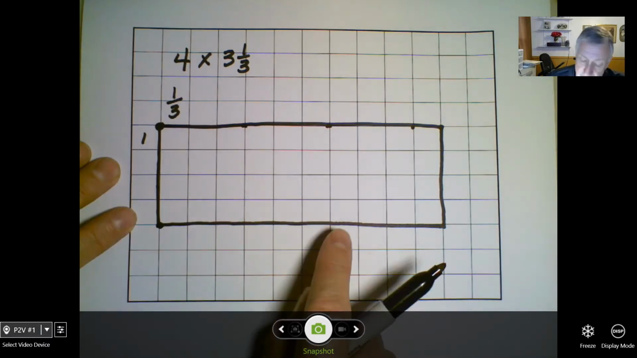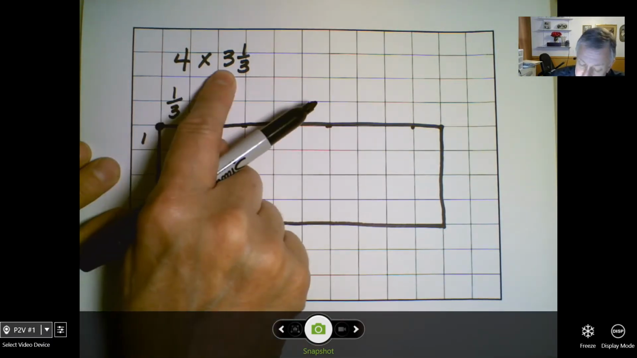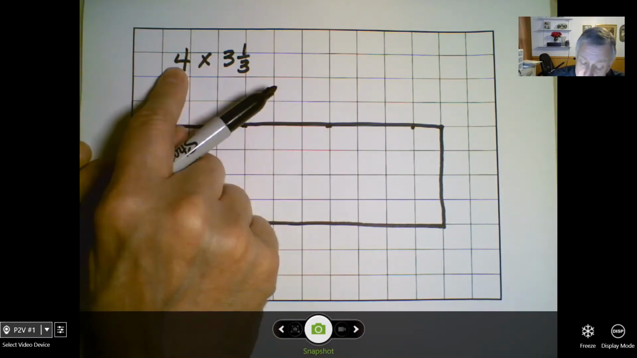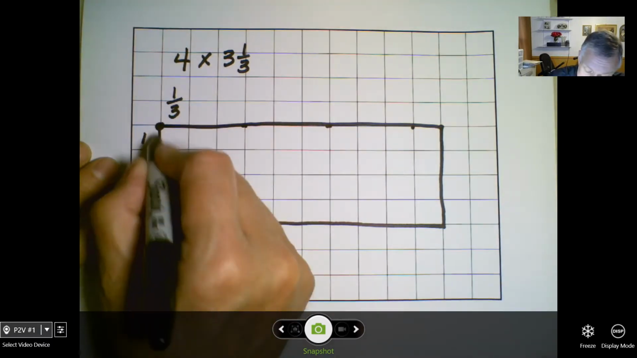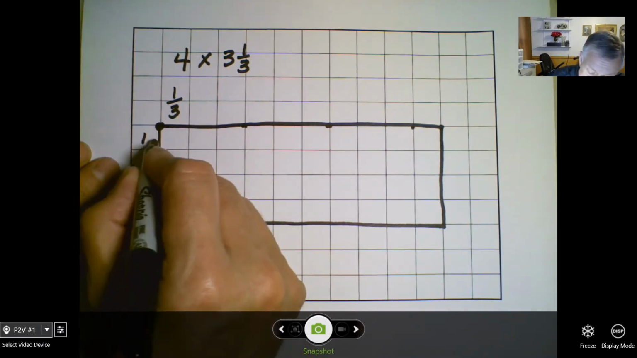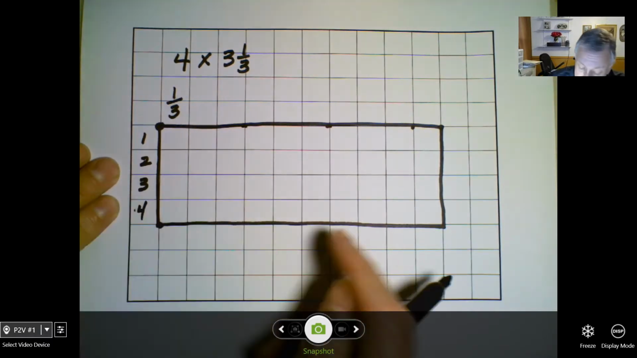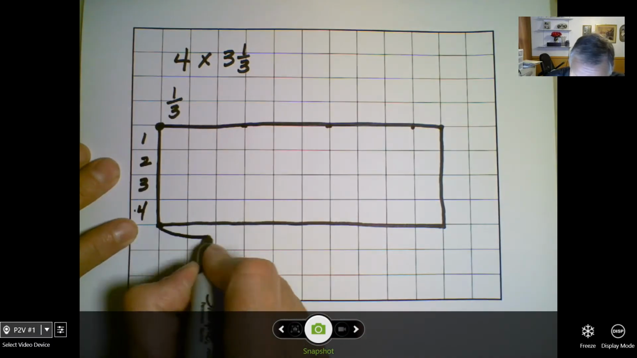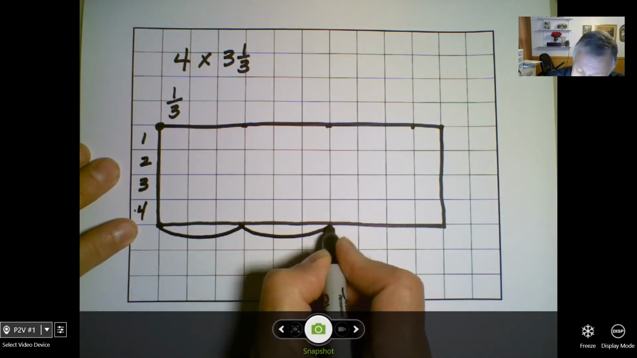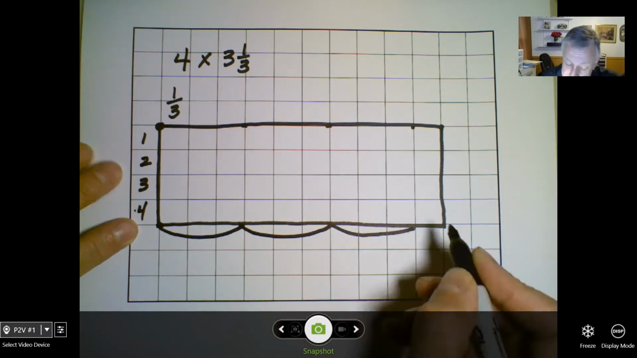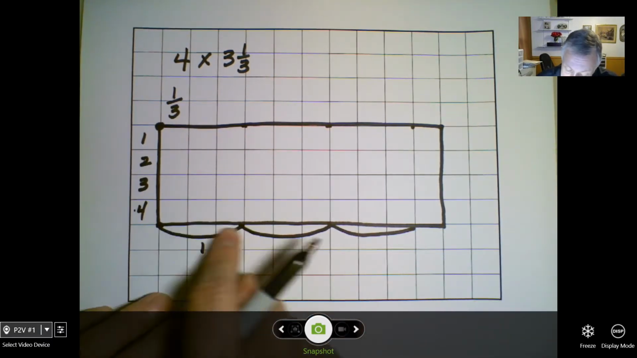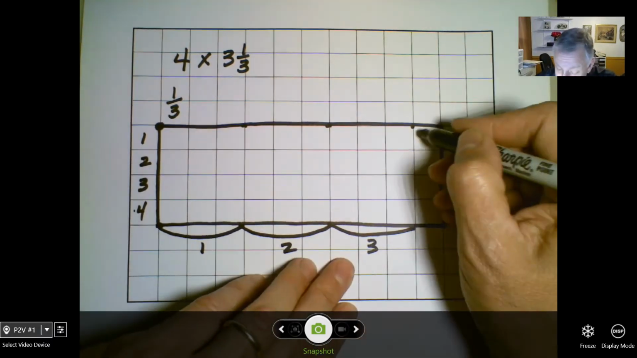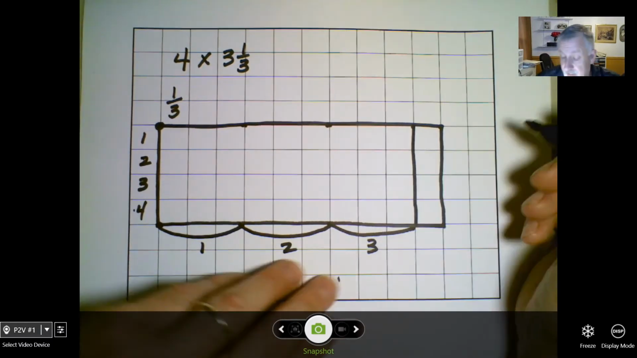So what I'm going to do in this one is I'm going to divide this into 2 problems. Okay, the first problem is just going to be the whole number problem, 4 times 3. So if I take this 1, 2, 3, 4, that takes me all the way to the bottom. Okay, but if I'm looking at going across, it's 1, 2, 3. Okay, there's 1, that's 3/3, 6/3, 9/3, and I'm going to stop right here.